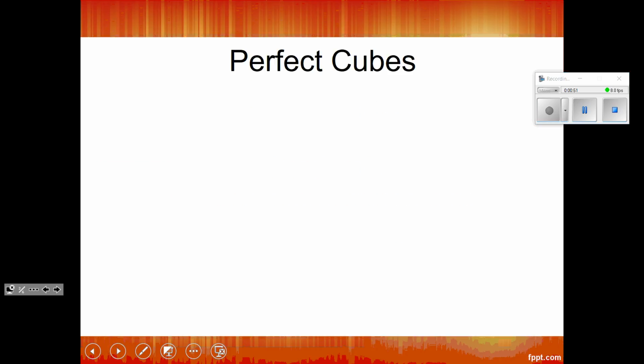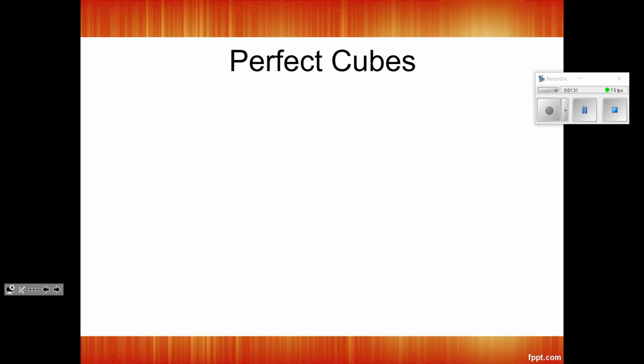Okay, so we need to go over our perfect cubes. I feel very confident that you understand your perfect squares when we were doing a difference of two squares. Today's lesson, we are factoring a sum and a difference. So if it's a cube, it can be a sum or a difference. If it's a square, it can only be a difference. You can't do a sum of squares. But for a cube, it can be a sum or a difference.